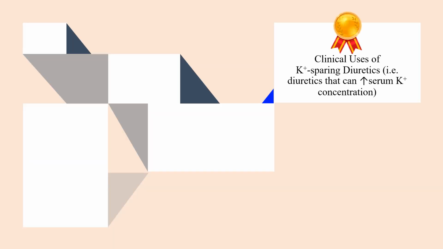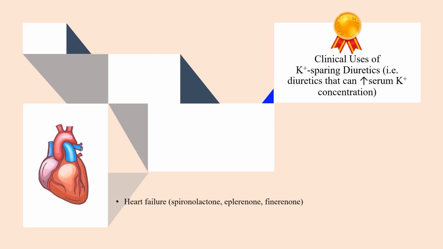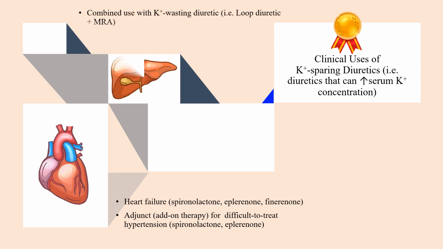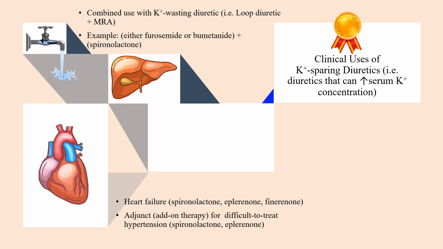What are common clinical uses of potassium-sparing diuretics? MRAs may be used in heart failure. They may be used as an adjunct to other antihypertensive agents, particularly in difficult-to-treat hypertension cases. They may be used in combination with a potassium-wasting diuretic. Example, a diuretic combination that is commonly used clinically is a loop diuretic such as furosemide or bumetanide, plus an MRA such as spironolactone.